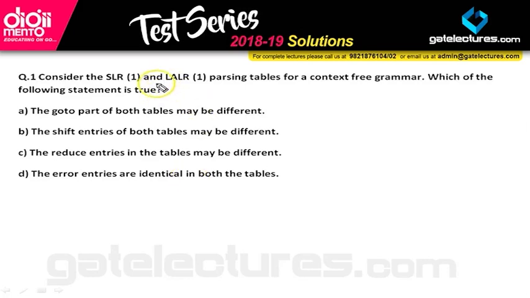So we have the question which says: consider the SLR1 and LLR1 parsing tables for a context-free grammar. Then which of the following statements is true? So we have to pick out the true statement out of these four. So let's see what the statements are.